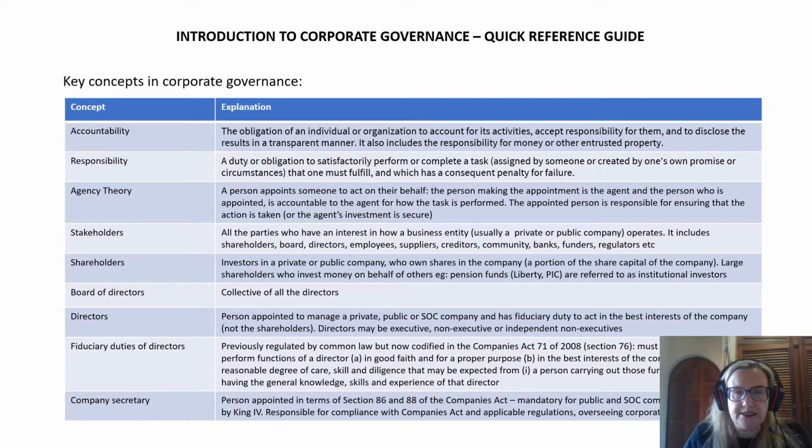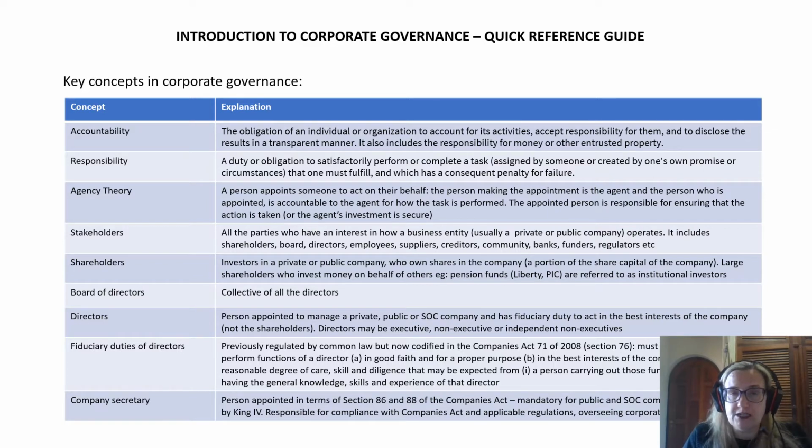So accountability is the obligation of an individual or some organization, such as a board of directors, to account for its activities and to accept responsibility, and then to disclose in a transparent manner how it has discharged that responsibility. So this is particularly in our example with regards to directors being held accountable for their actions, how they look after a company, by the shareholders.